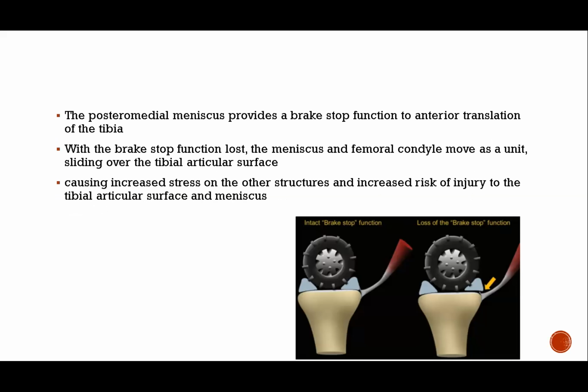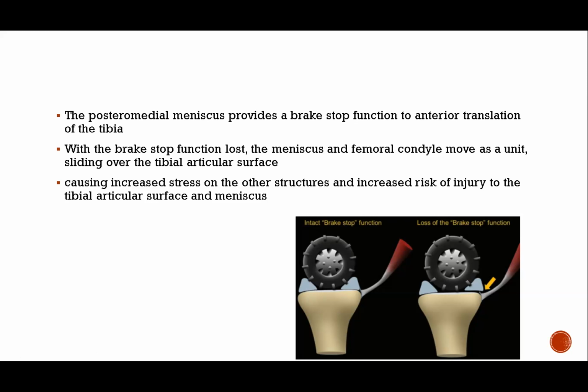This is the brake stop function of the medial meniscus, which is aided by the semimembranosus tendon, where constant traction on the posterior horn of the medial meniscus through its attachment protects the posterior horn of the medial meniscus at extreme degrees of motion. This function of the posterior horn of the medial meniscus is really important to stop anterior translation of the tibia.